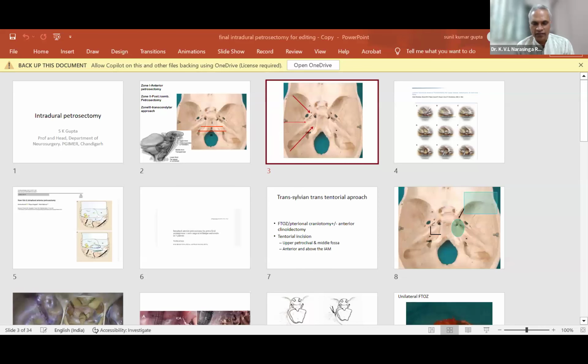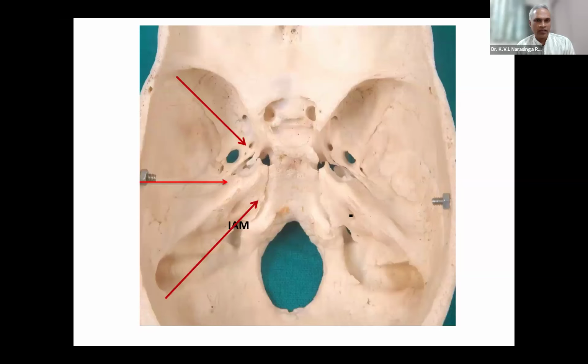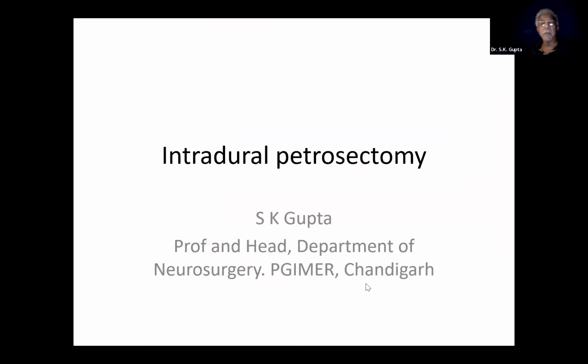Dr. S.K. Gupta is a well-known neurosurgeon with an interest in the skull-base area. He is the professor and head of the department at PGI Chandigarh, and he has been the secretary and the president of the Skull-Base Surgery Society and various other societies of national and international reputation. Sir, you can go ahead. So are my slides visible? Yes, sir, very much.